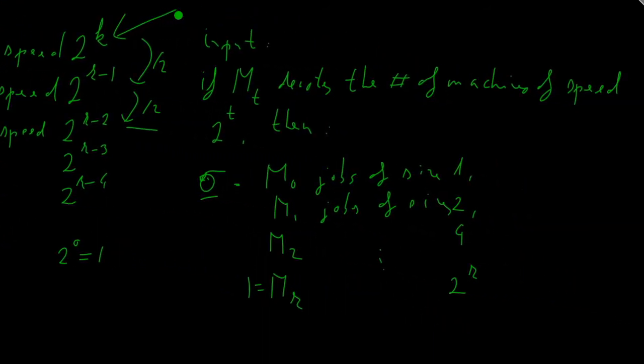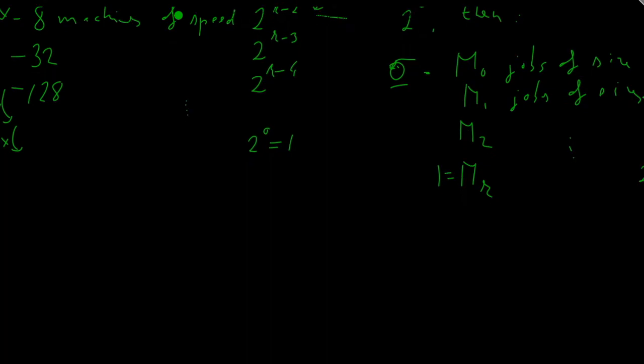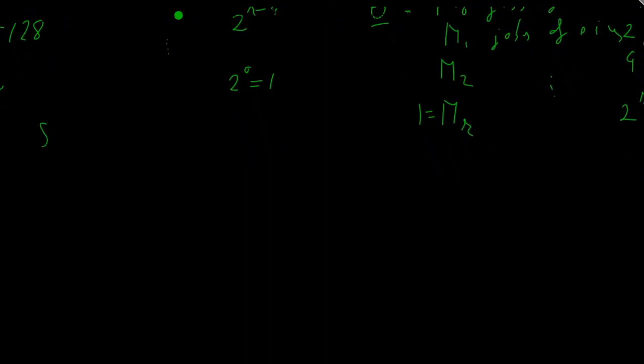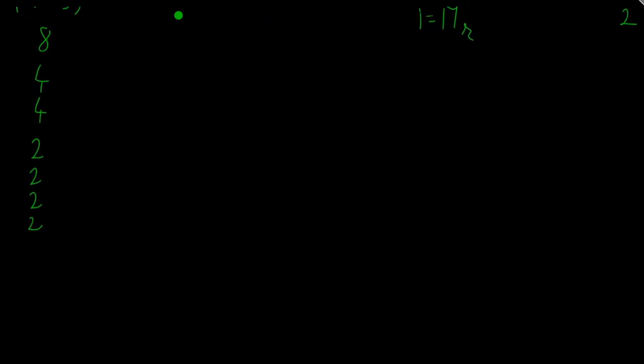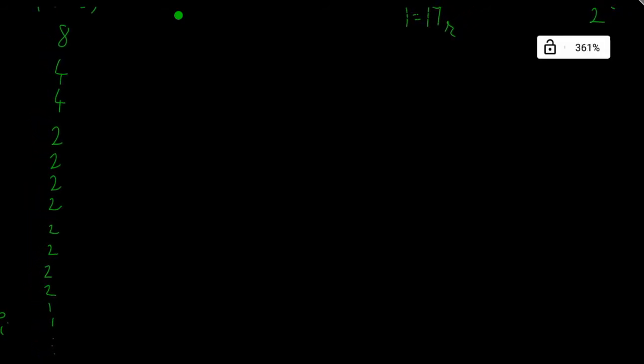Now I say that on this particular input the least algorithm behaves badly. So I will just write this down here. For example, if k is 3, then I will have one machine of speed 8, two machines of speed 4, 8 machines of speed 2, right? And then I will get 32 machines of speed 1. I'm not writing each of them in detail. And this is also the input, but for an optimal solution, okay, so I will just write down the optimal solution.